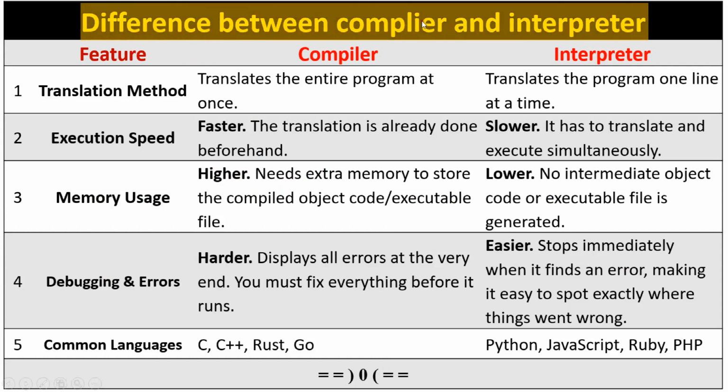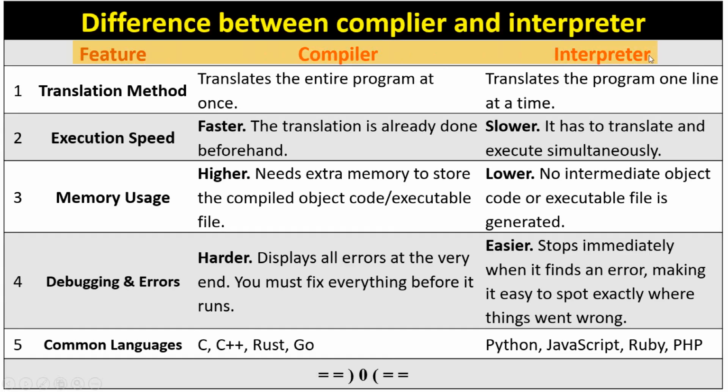Difference between compiler and interpreter. Feature: compiler, interpreter. 1. Translation method. Compiler translates the entire program at once. Interpreter translates the program one line at a time.